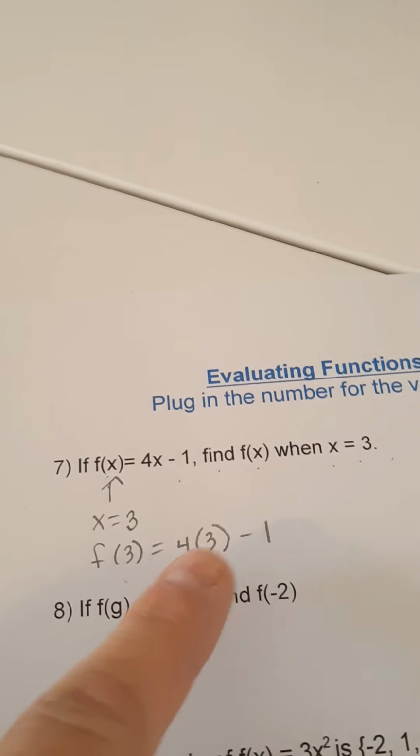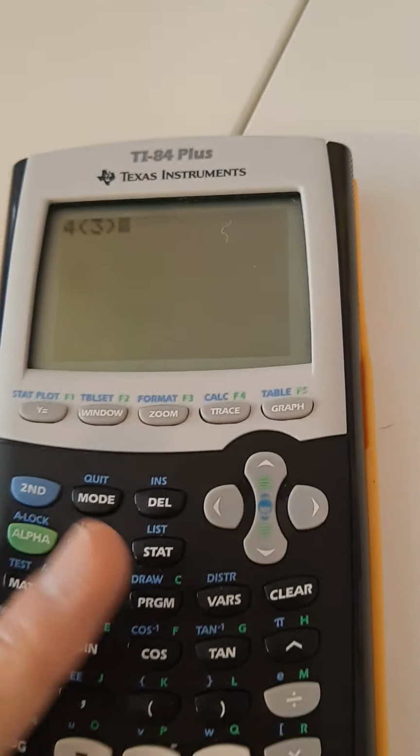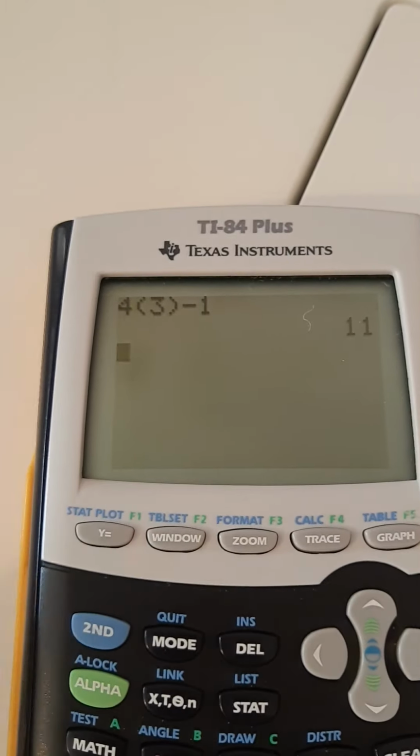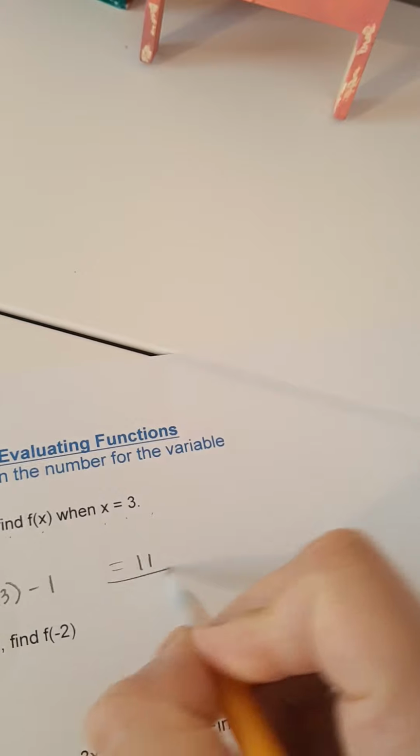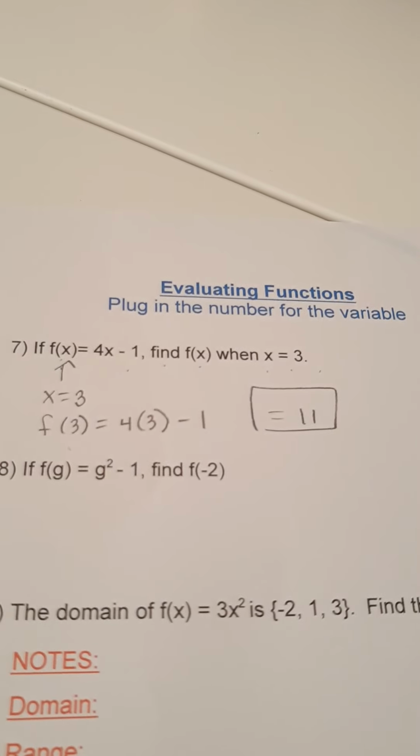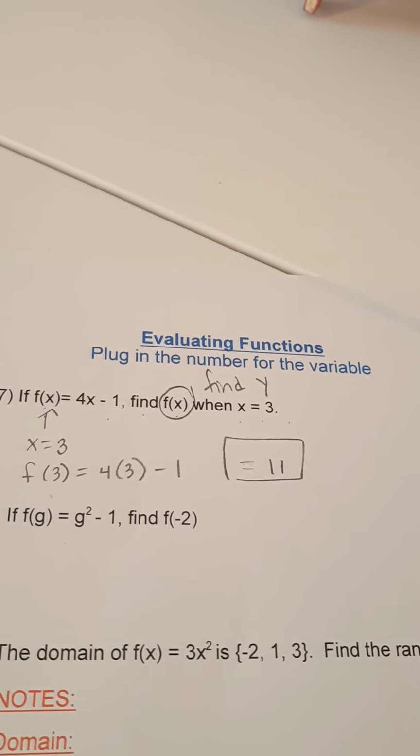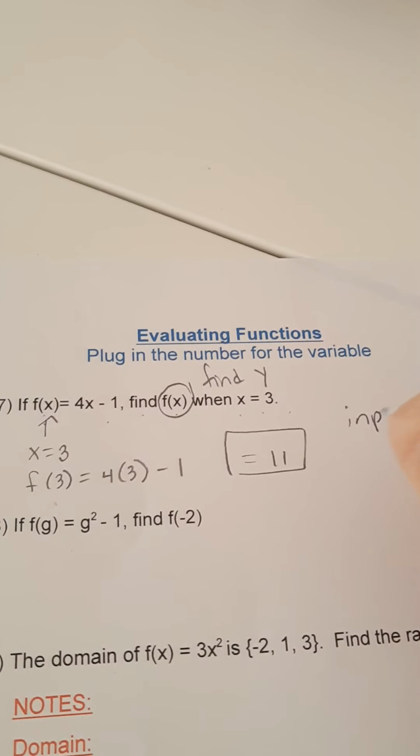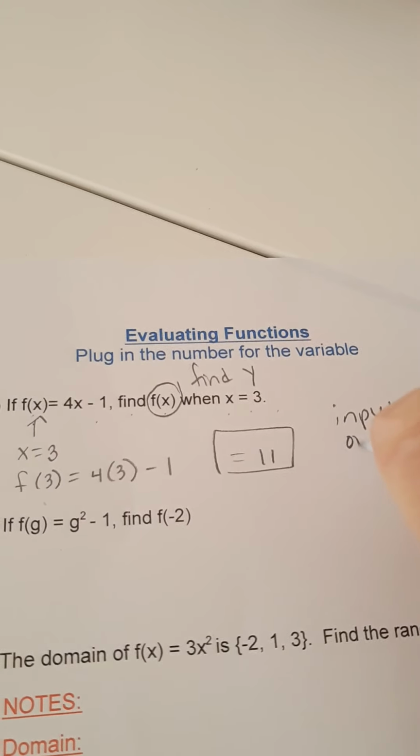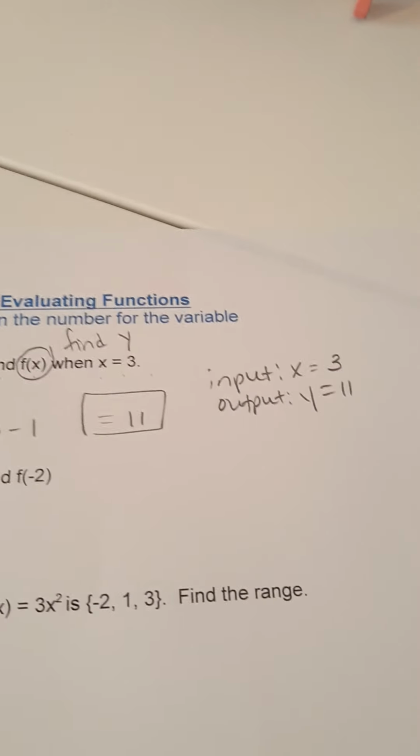Now you could do the mental math. 4 times 3 is 12. 12 minus 1 is 11. Or just plug it in the calculator and let the calculator do all the work for you. So the answer here is 11. So basically what you're trying to do is find y. That's what you want to do, because f of x is fancy notation for y. So when x is 3, when the input is 3, the output is y equals 11. That's broken down what we're doing.